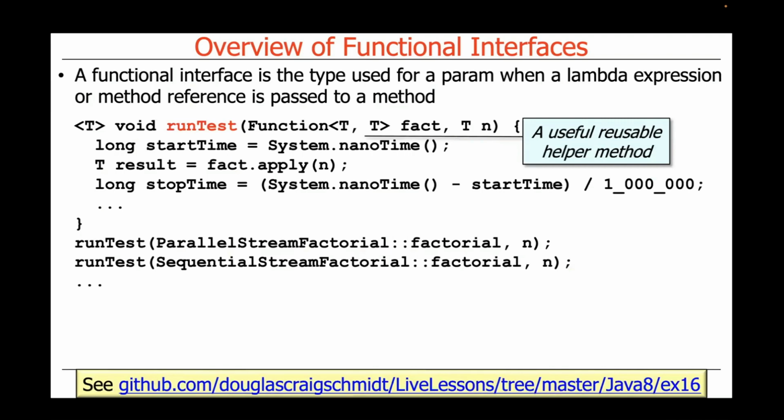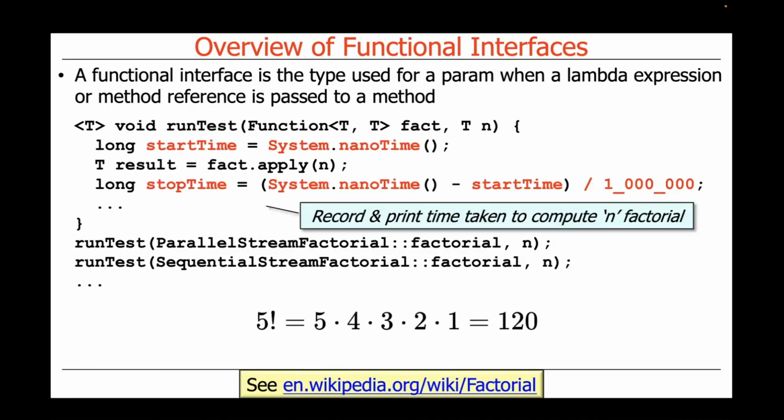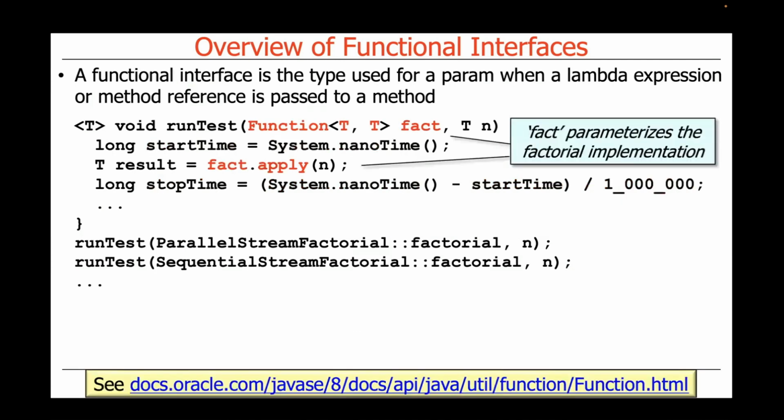Let's take a look at an example. This is an example that we're going to look at in another context later. This is the runTest method, and it's a helpful, reusable method. What it does is record the start time, apply a function, and then record how long things took to run. It'll stash that away somewhere so we can find out how long it took to run later. In this particular case, we're using it to record and print the time taken to compute the nth factorial.